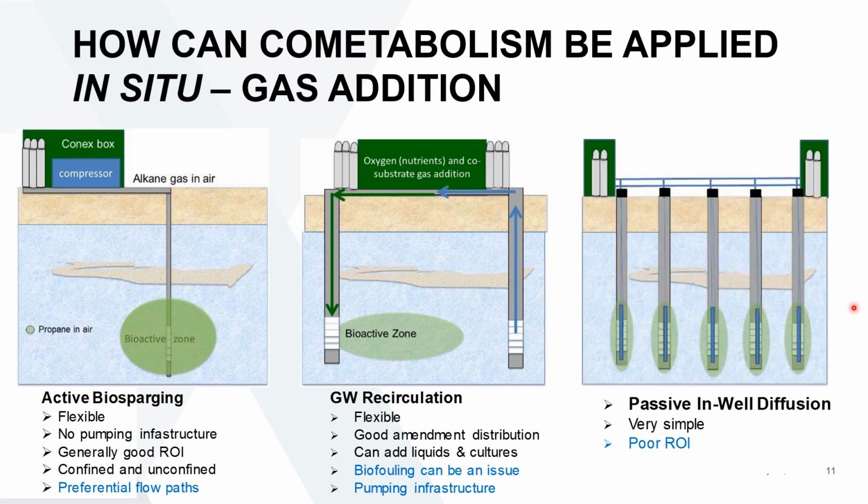And the third approach is passive in-well diffusion, where you can actually put types of tubing. There's something called a Waterloo emitter that you could put into wells and just put gas pressure on these. This is a very simple design, but typically the radius of influence is pretty poor. There are cases where this can be applied, but often the radius of influence is so small that it's not particularly effective over a reasonably large area.